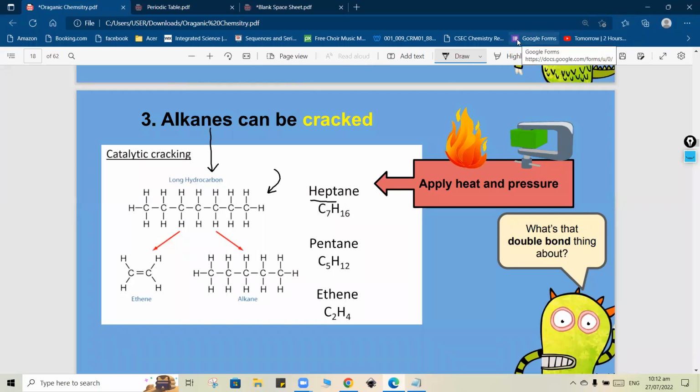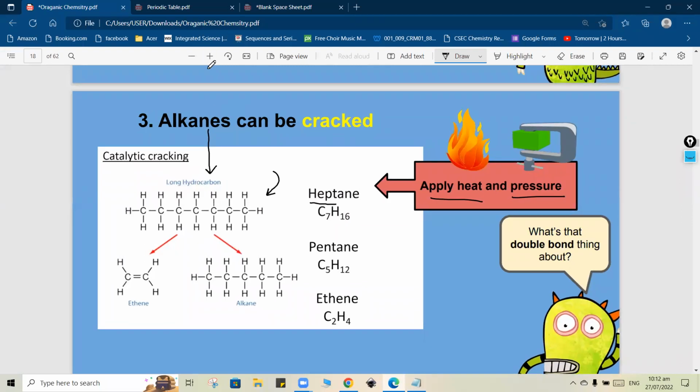Don't ever mix up hep with hex. I used to mix it up. Hep is 7. Hex is 6. What you can do with this alkane here is apply 2 things: a lot of heat and a lot of pressure. And what happens is you can physically break this into 2 separate pieces. However, when you break it into 2 separate pieces, you see how you start off with an alkane? Now, let me zoom in a little bit here so some of you can see it a little better.